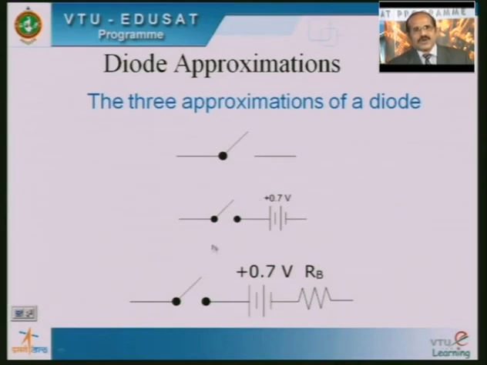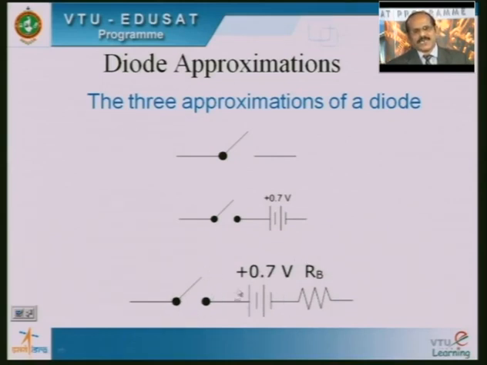Whenever the semiconductor diode is reverse biased, it acts as an open switch, which is once again in series with 0.7 volts. Whereas in the third approximation of the diode, the semiconductor diode is represented by a switch in series with a 0.7 volt battery, which is in series with the bulk resistance RB.